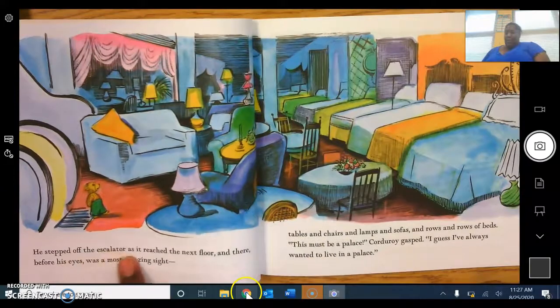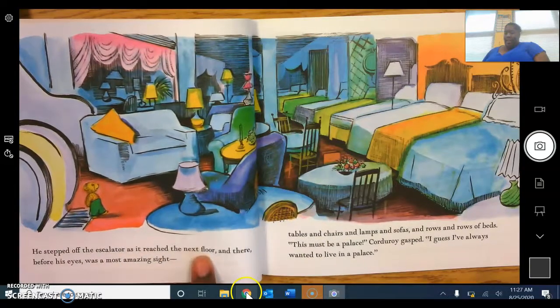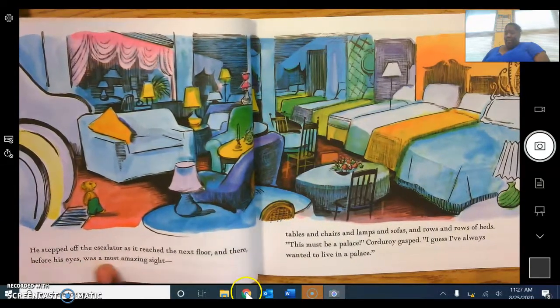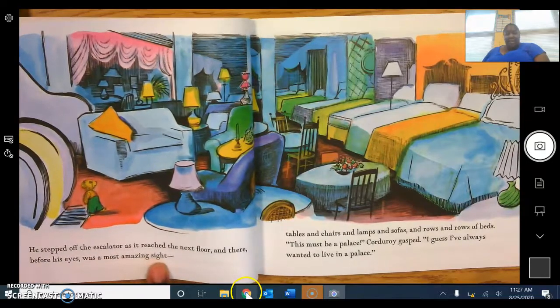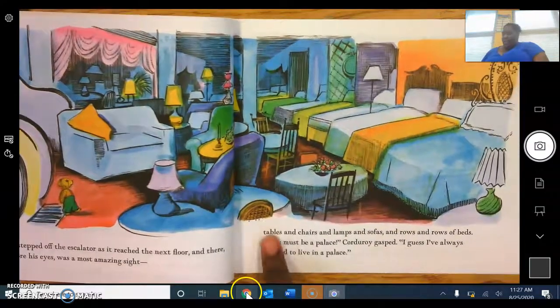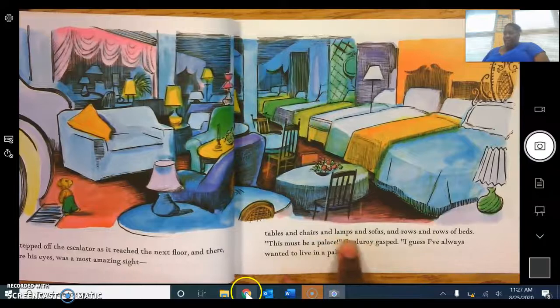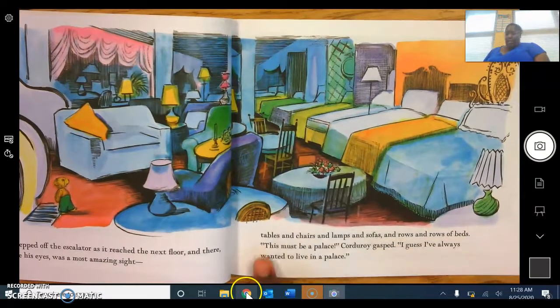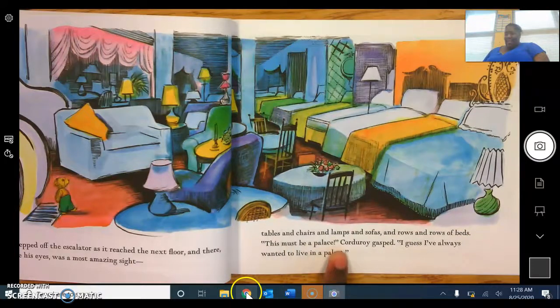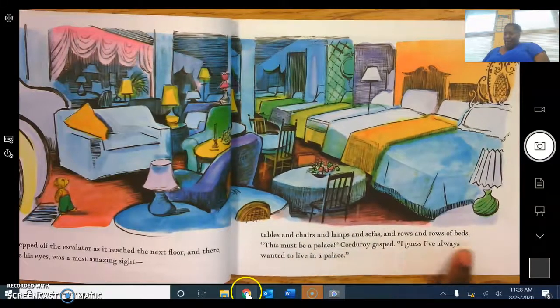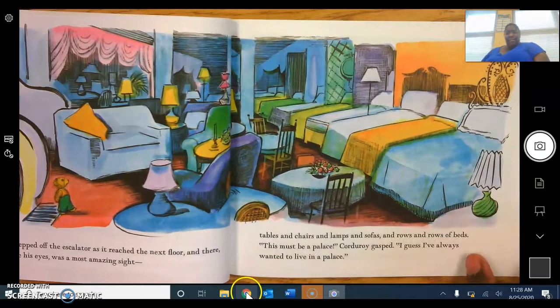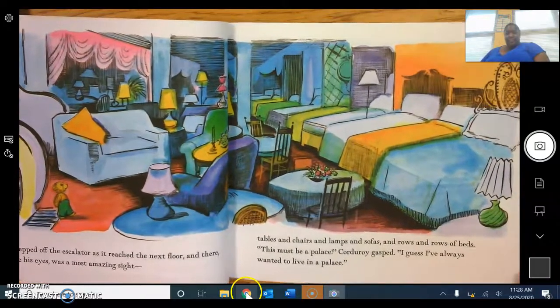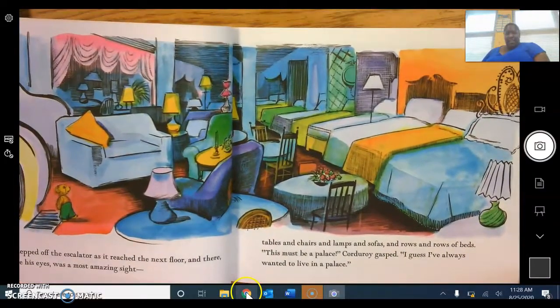He stepped off the escalator when it reached the next floor. And there, before his eyes, was a most amazing sight. Tables and chairs and lamps and sofas and rows of beds. "This must be a palace," Corduroy gasped. "I've always wanted to live in a palace." Where is he? Is he really in a palace?